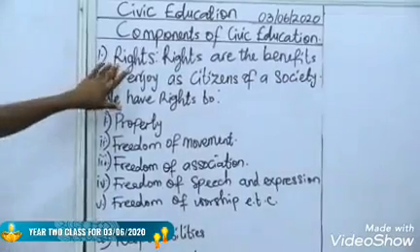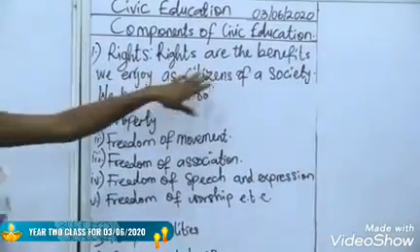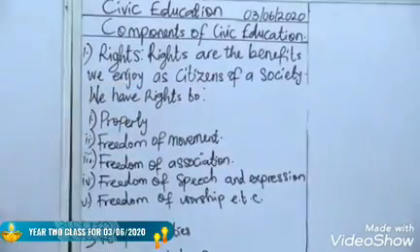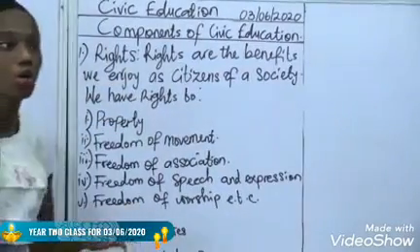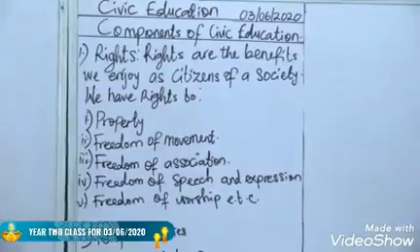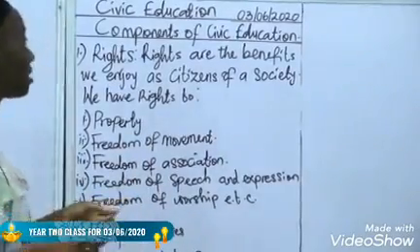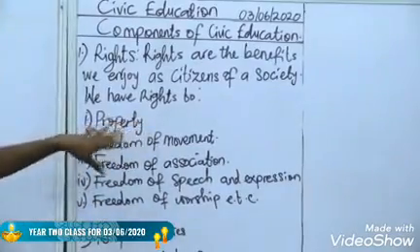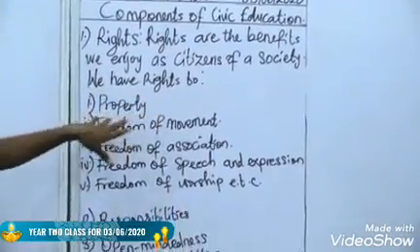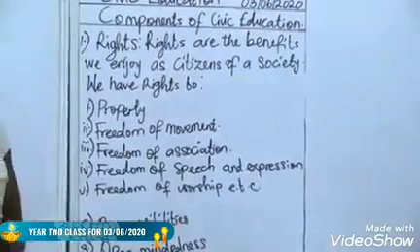Number one is rights. Rights are the benefits we enjoy as human beings, as citizens of a particular society. Now, look at the kind of rights we have. We have rights to property. We have rights to own properties.